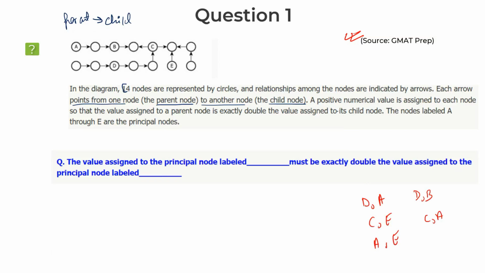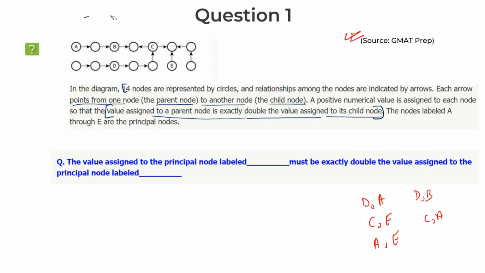A positive numerical value is assigned to each node, so that, and this is the most important part, the value assigned to a parent node is exactly double the value assigned to its child node. So whatever the value of the parent is, the child's value will be half of it. The nodes are labeled from A through E in the principal nodes.